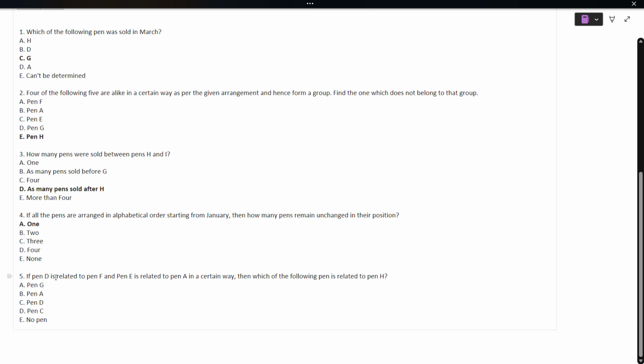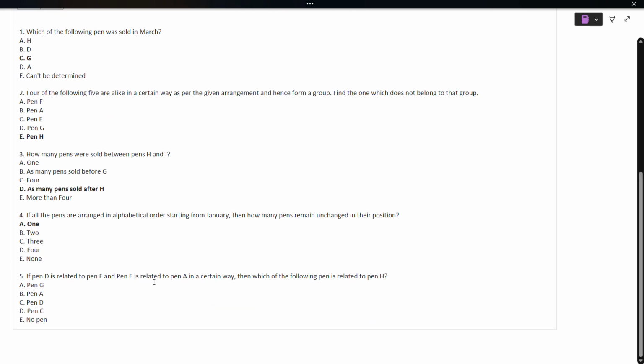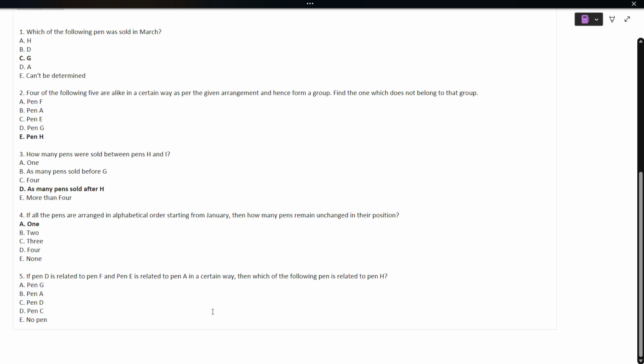If pen D is related to pen F, that means F comes 2 months before pen D. Pen E is related to pen A, so A comes 2 months before E.